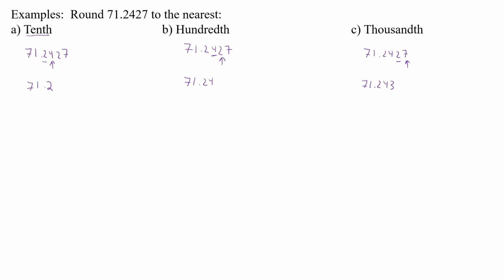And so that's how we can round to the 10th, the 100th, and the 1000th on the same number, and it shows you what the differences look like. We have 71.2 for the 10th, 71.24 for the 100th, and 71.243 for the 1000th.